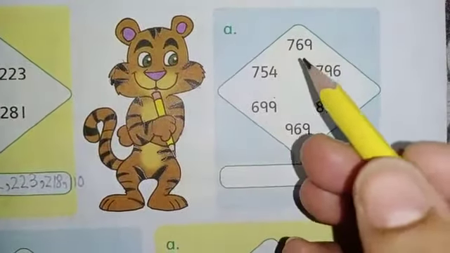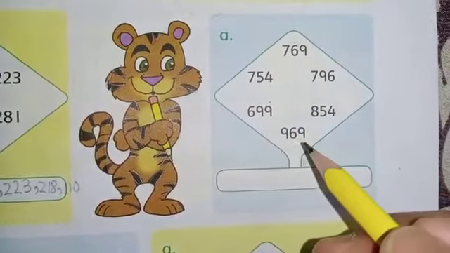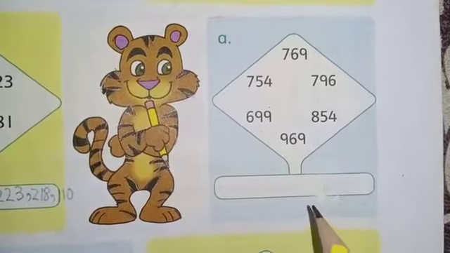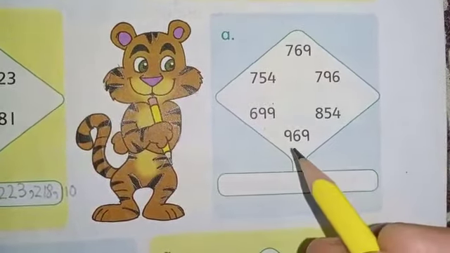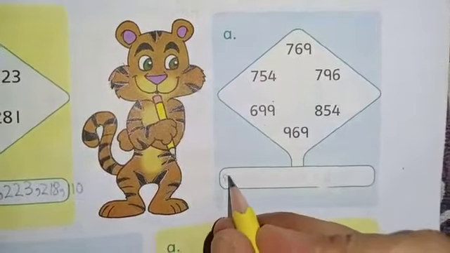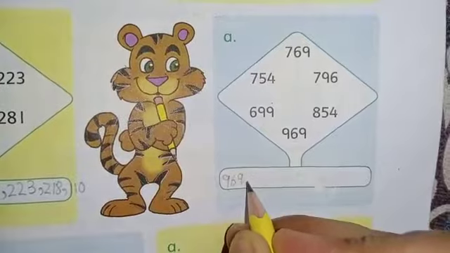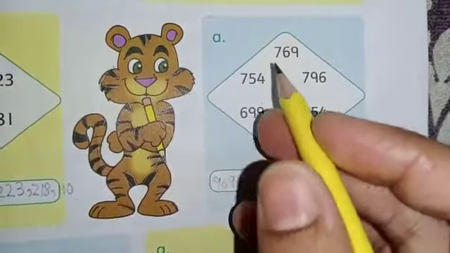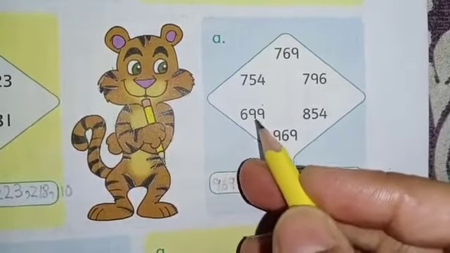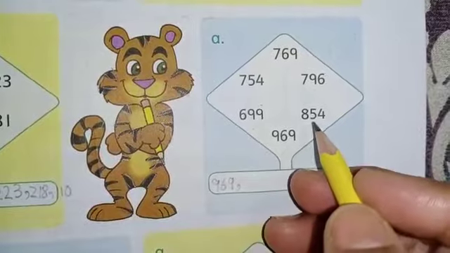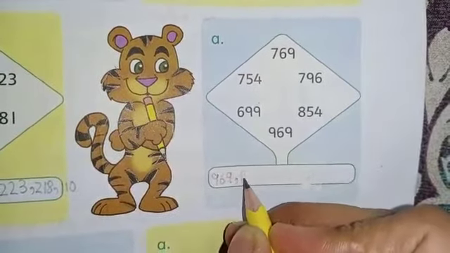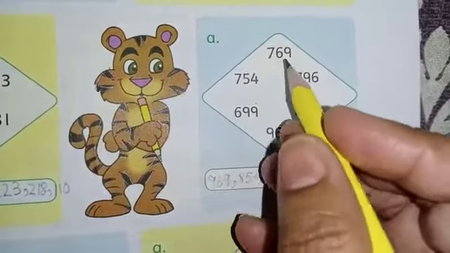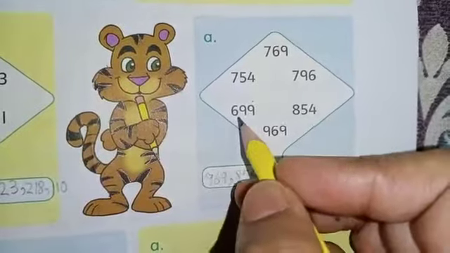Here we have numbers 769, 754, 699, 969, 854 and 796. First of all, look at the largest value. In all these numbers the largest number is 969. So first we write 969. Now look at the next number. Here we have 754, 769, 796, 699 and 854. Next comes 854.